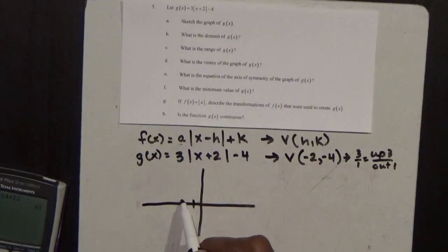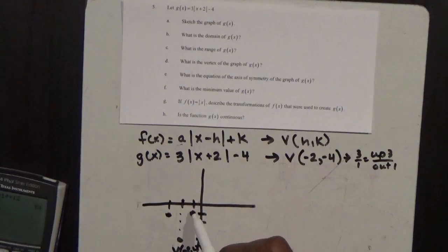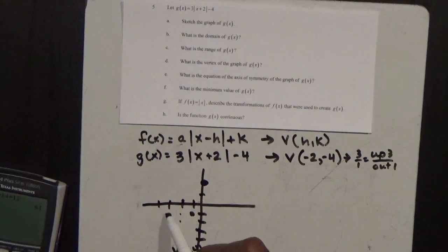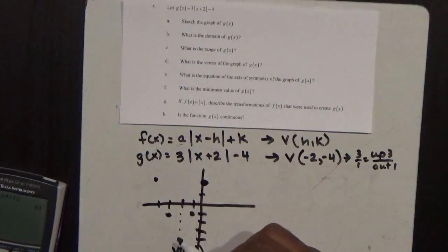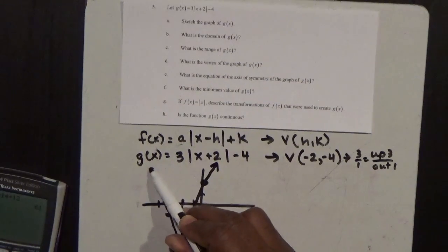One, two, one, two, three, four. This is our vertex. We're going to go up one, two, three, and out one, out because we go left and right. Again, you can go up one, two, three, and out one. And the same thing in the other direction, one, two, three, and out one. And our graph will look like that.